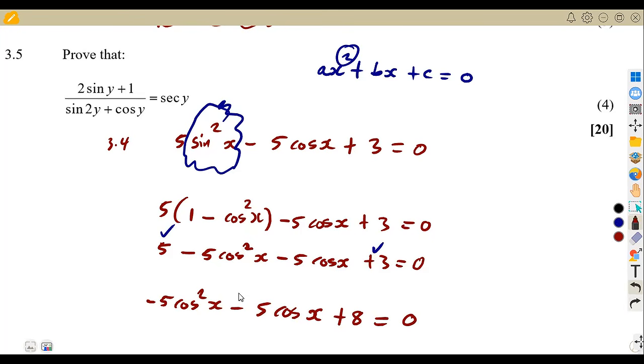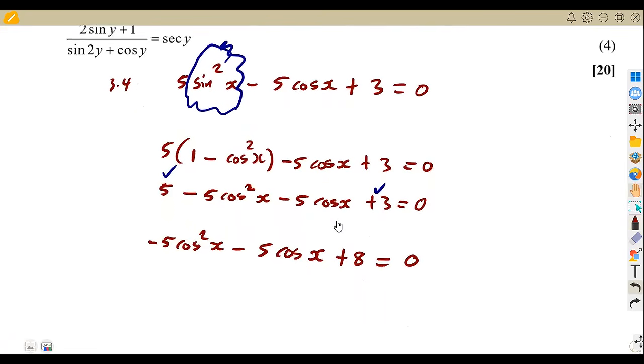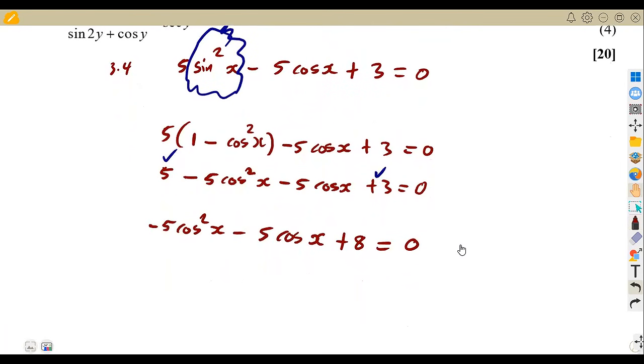So you can solve this trig equation using your quadratic formula. If possible, you can introduce another letter in terms of what you want. Also, you can even get rid of the negative on the first term to make it positive. So you just have to divide by negative 1 throughout, each and every term, so that this term will be a positive.